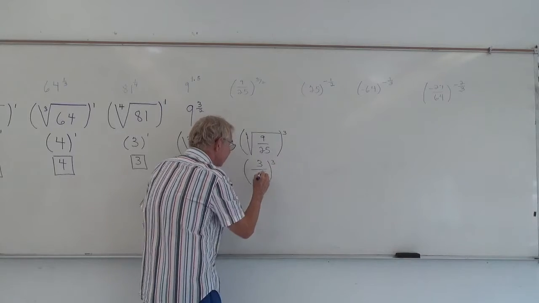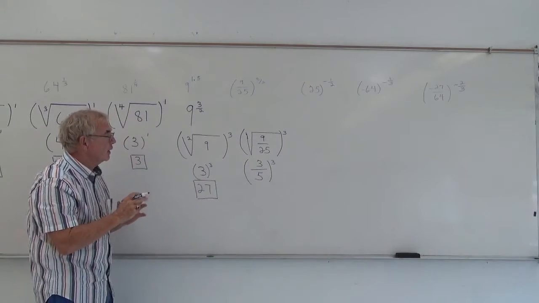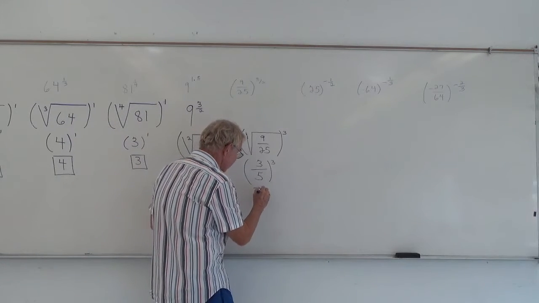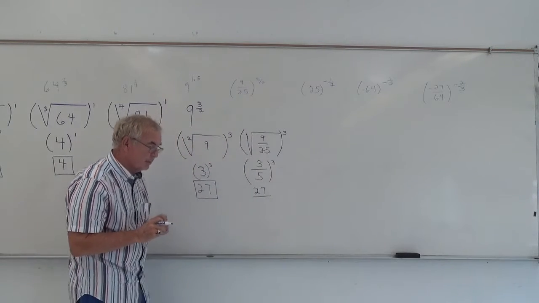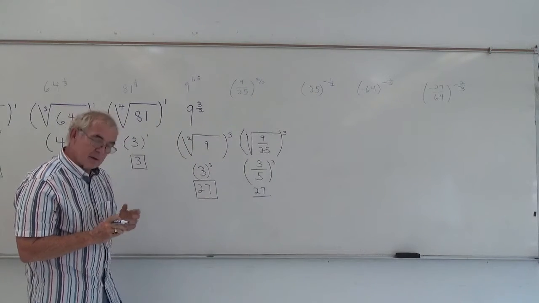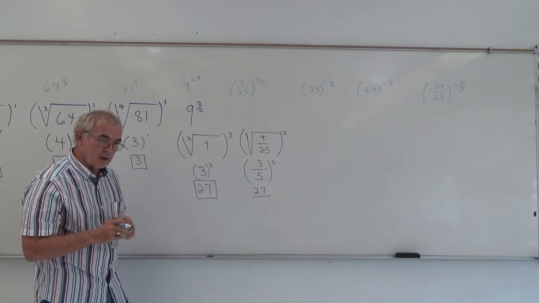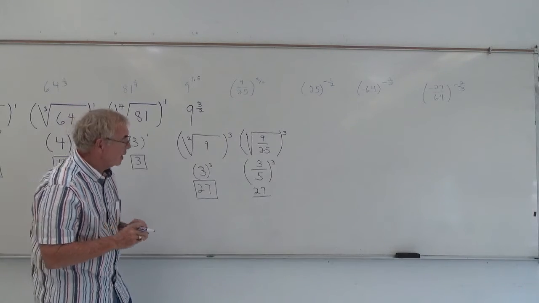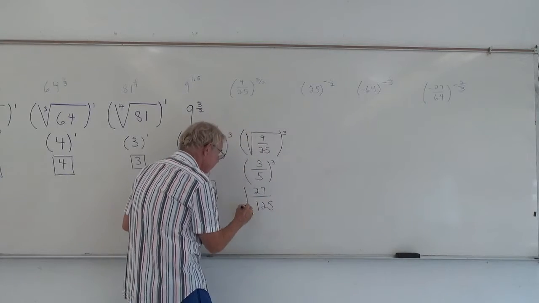Now, 3 times 3 is 9. Times another 3 is 27. 5 times 5 is 25. 25 cents is a quarter. What's 25 times 5? That's 5 quarters. $1.25. Done.